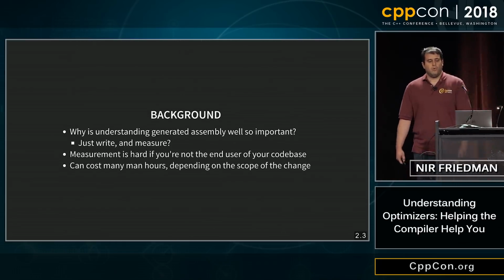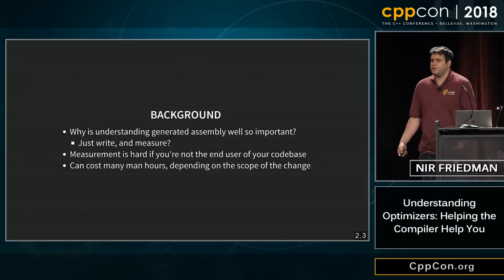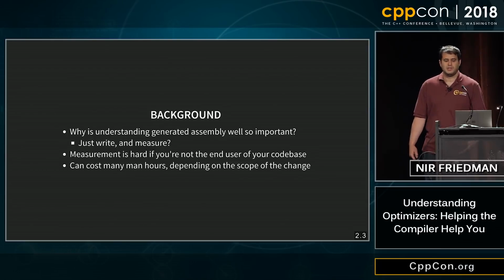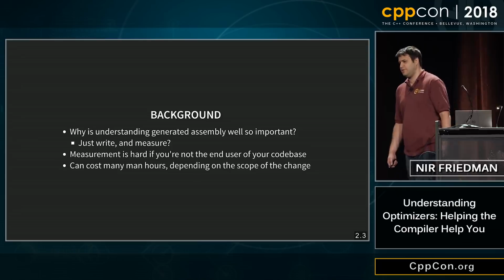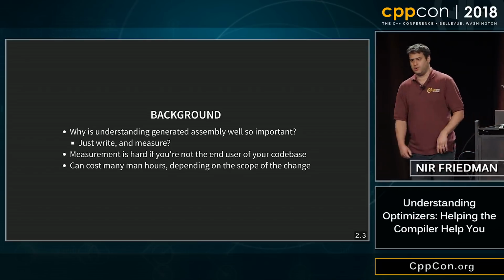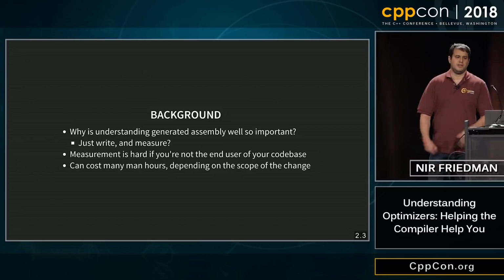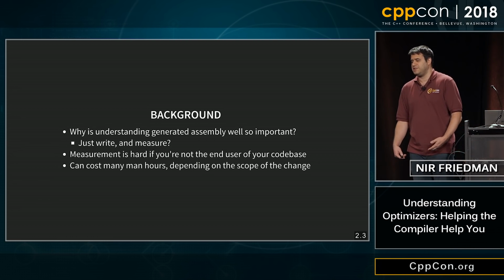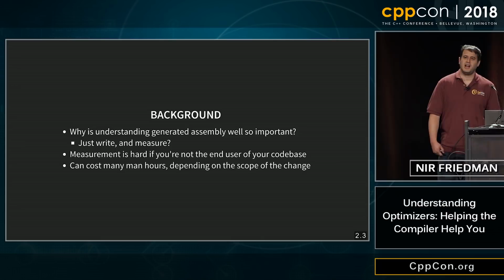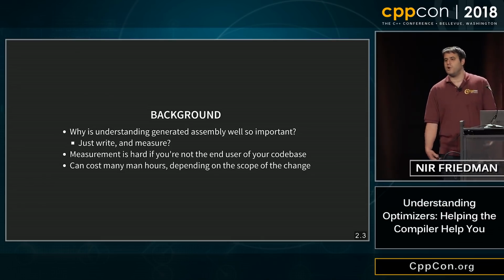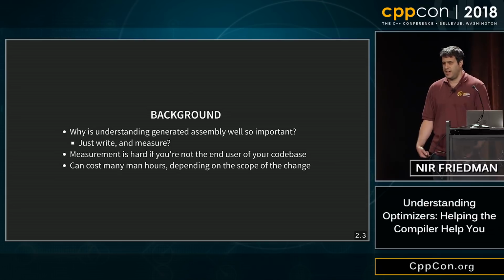Okay, so why is it important to understand this? Well, you could just write and measure. This isn't very efficient, right? You could just randomly type some code, measure something, and then you could start making random changes and measure again. And you could just keep doing this, but this is a random walk. You're not going to get the fast code very quickly. So it's a lot better if your changes are motivated, at least if they're educated guesses, right?